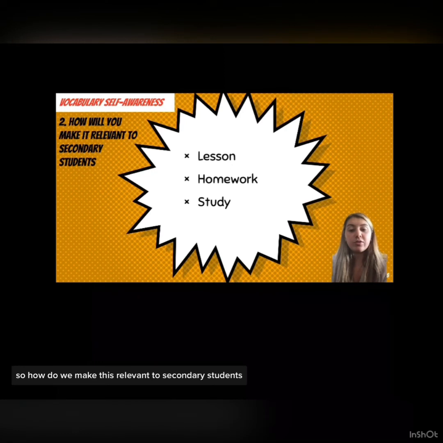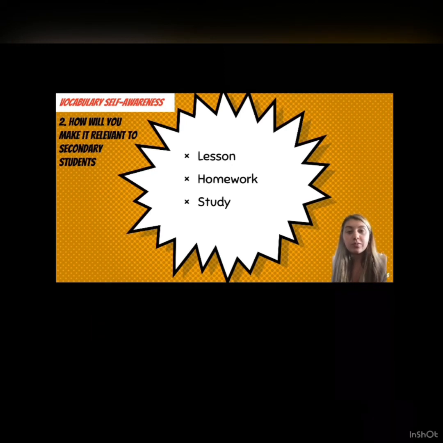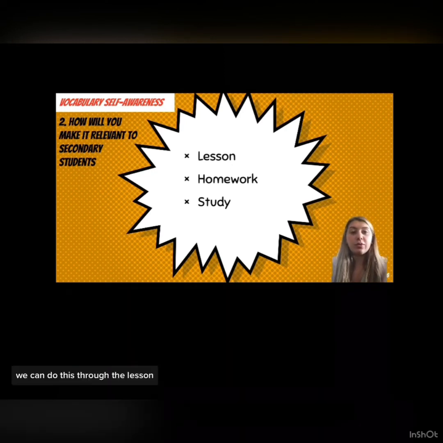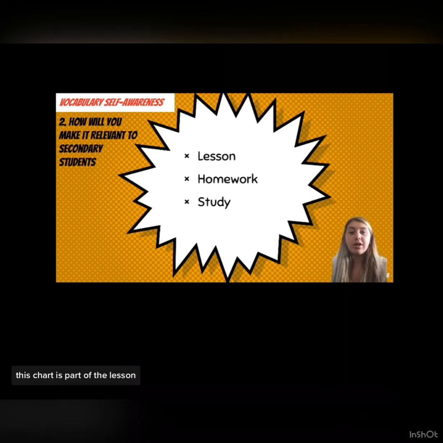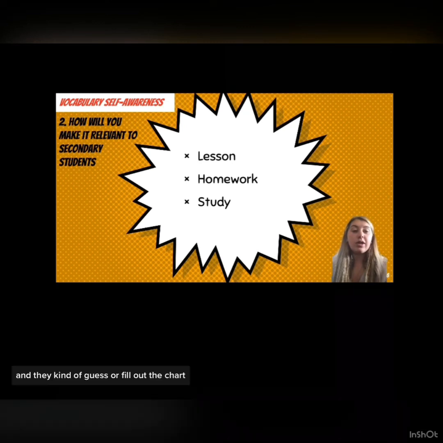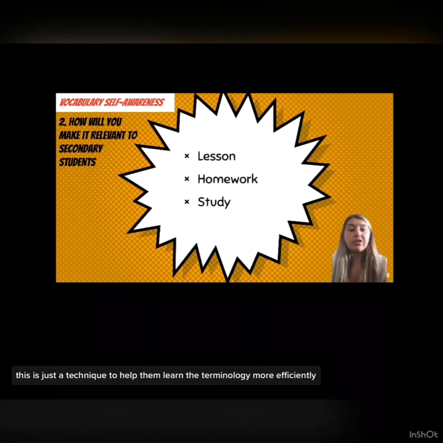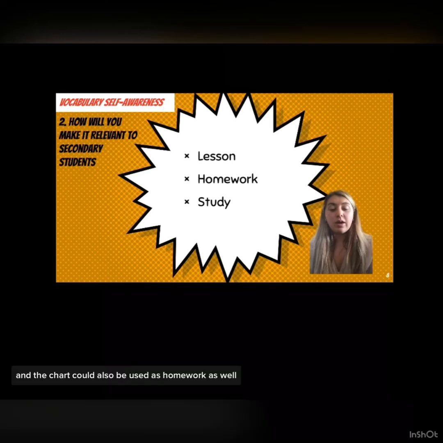So how do we make this relevant to secondary students? We can do this through the lesson. Like I talked about, this chart is part of the lesson. You give it to them before the unit, and they kind of guess or fill out the chart. This is just a technique to help them learn the terminology more efficiently. And the chart could also be used as homework as well.